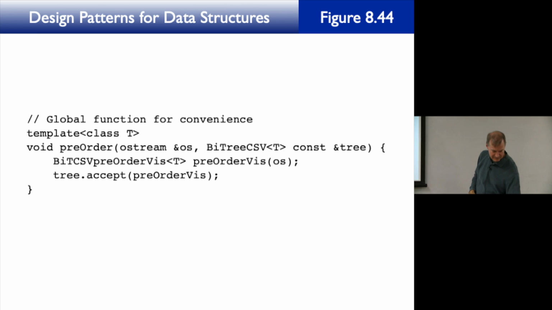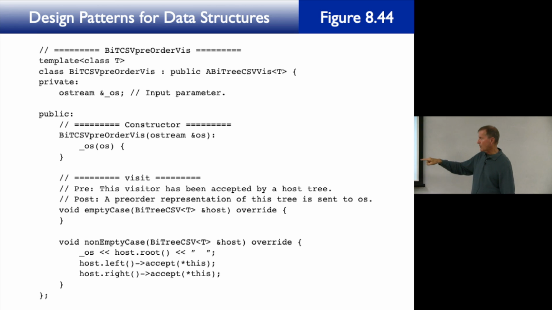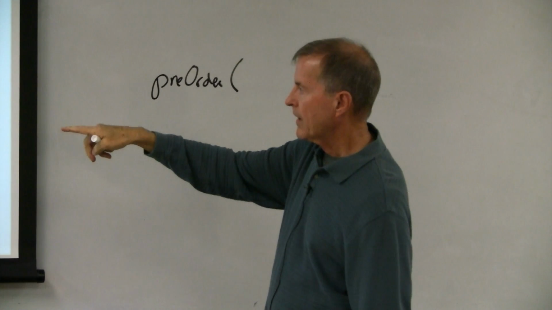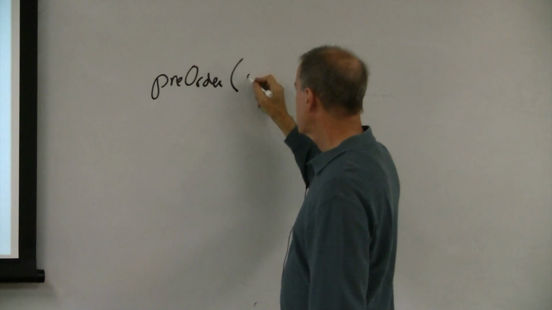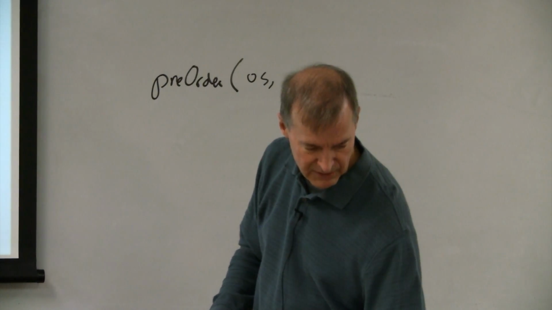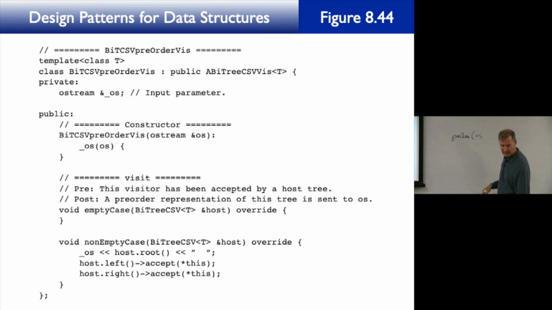So what you could have done, let's come back to here. We could have done OS stream host.root, and then what could we have done? Instead of doing host.left.accept star this, what would we say? Oh, this is good. We would use this global function. Preorder, yeah, we would say preorder. What does preorder take? OS. So we would pass along OS, and then what else? A tree, right? So what tree would we want to give it? We would give it host.left.